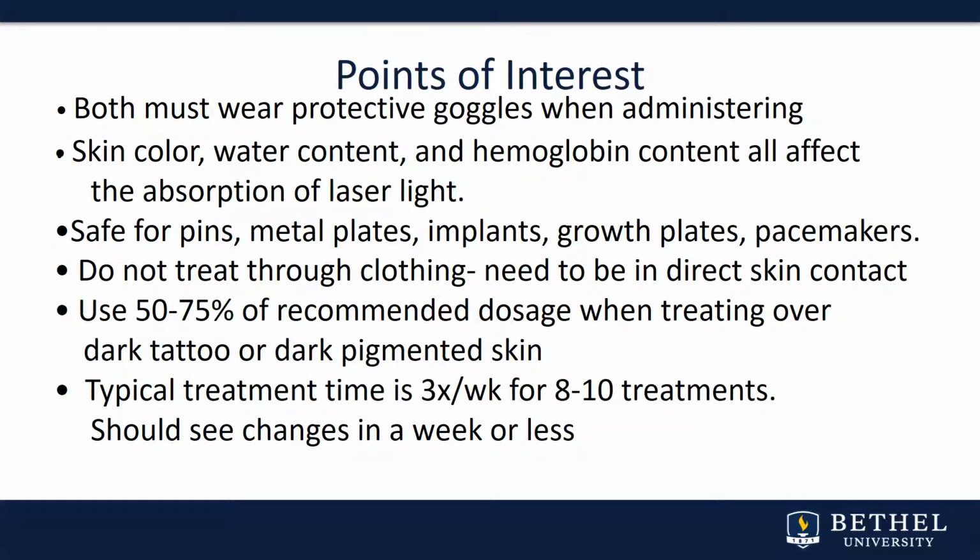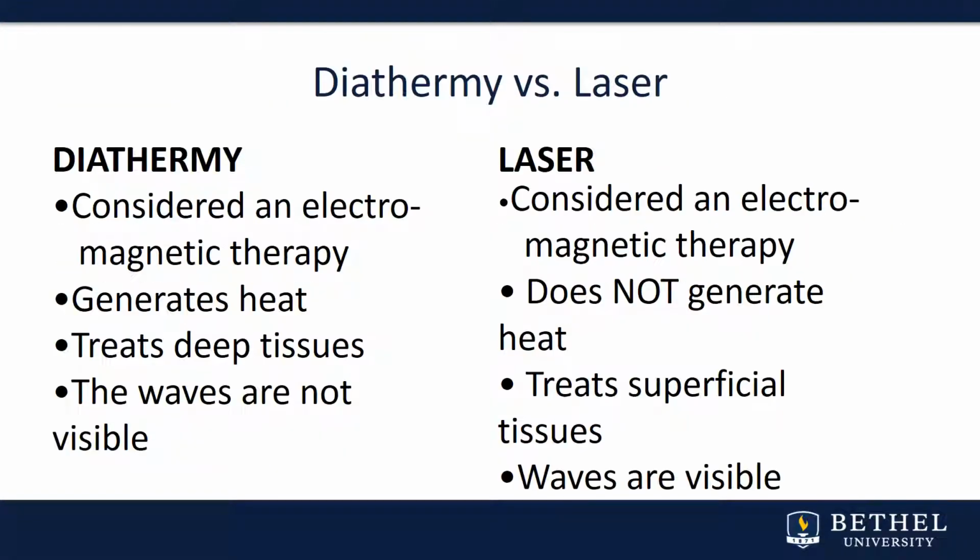Point of interest: make sure that both you and the patient are wearing protective goggles, and that skin color, water content, and hemoglobin content all affect the absorption of laser light. It's safe to use over pins, metal plates, implants, growth plates, and pacemakers. It does not treat through clothing. It needs to be in direct contact with the skin. Use 50 to 70% of the recommended dosage when treating over a dark tattoo or dark pigmented skin. Typical treatment time is 3 times a week for 8 to 10 treatments, and you should see changes in a week or less. If not, then you might entertain trying a different tool for what you're doing.